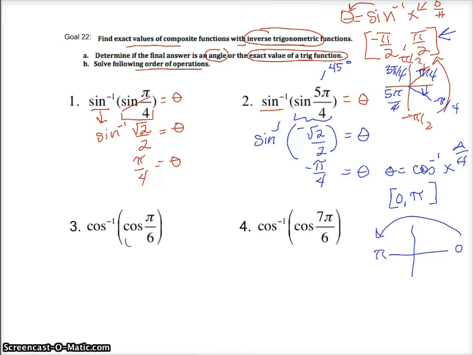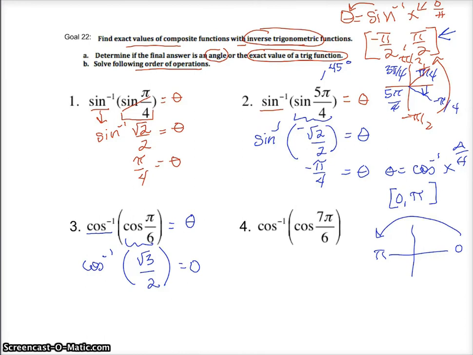Let's evaluate the inside first. The cosine of pi over 6, or the cosine of 30 degrees, is the square root of 3 over 2. And I forgot to mention, sorry about that, the outside function is an inverse, which means ultimately we will be solving for theta. So the cosine of pi over 6 is root 3 over 2. And now we bring down the inverse. And now, where does cosine equal root 3 over 2?